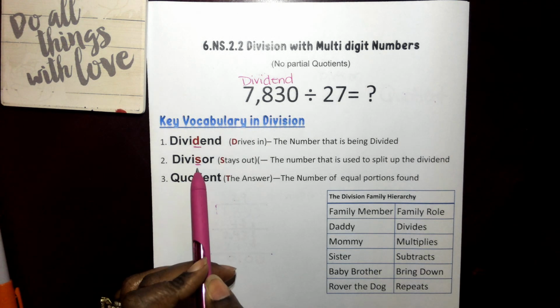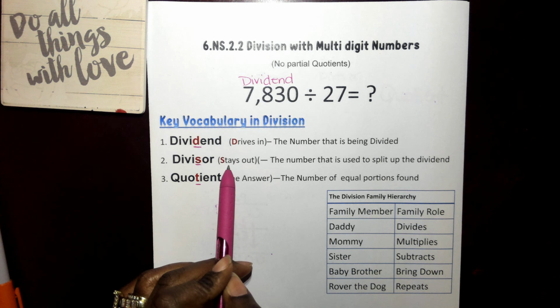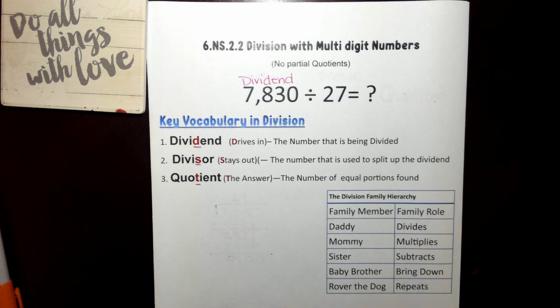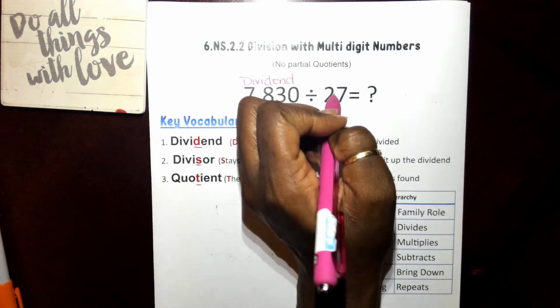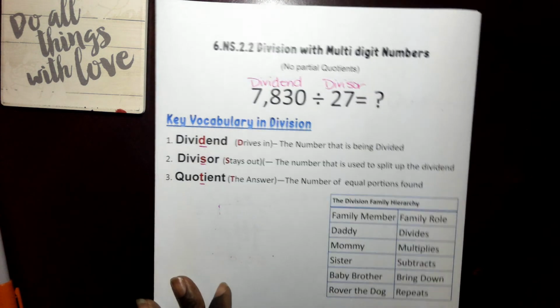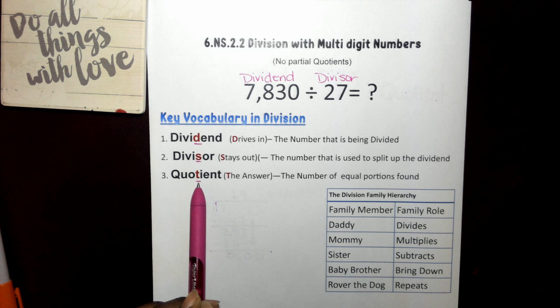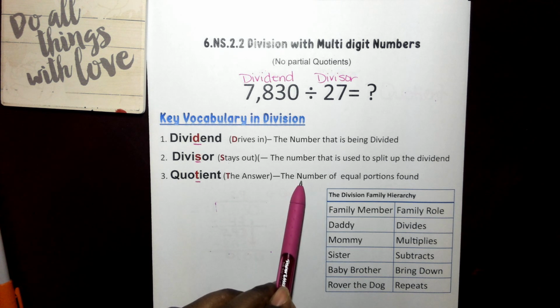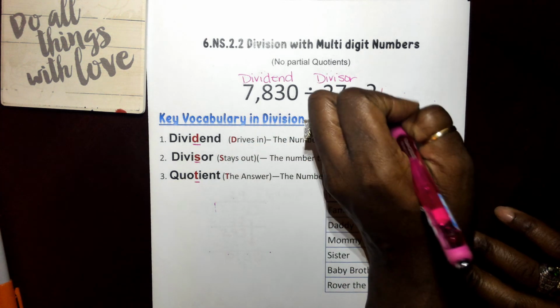And then we have a divisor, and I've underlined the S, which means that they stay out. So they're going to be outside of the house. The divisor is the number that is used to split up the dividend into equal parts. That's what division is about. It's about splitting a total amount into equal shares or equal parts. So this is going to be our divisor. And then what we will have is what's called the quotient. The quotient is the answer. That's the number of equal portions or shares that we will have. So it's our solution. So this will be our quotient.